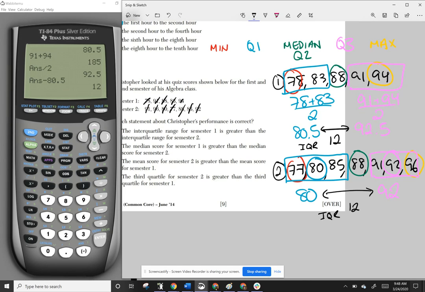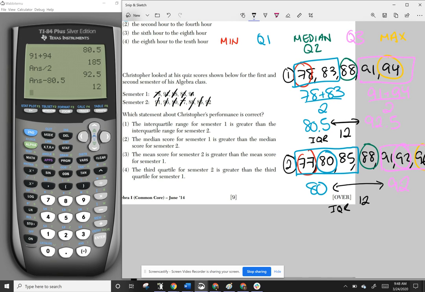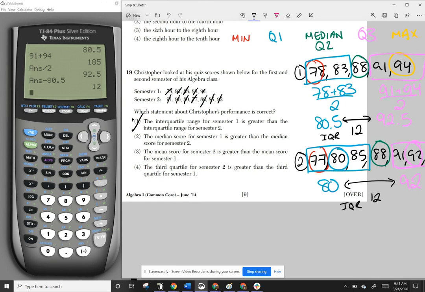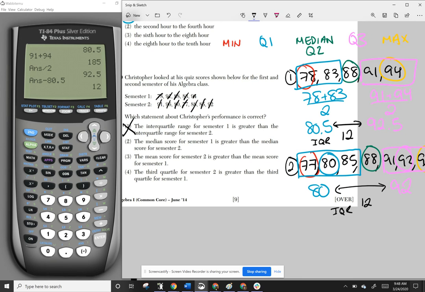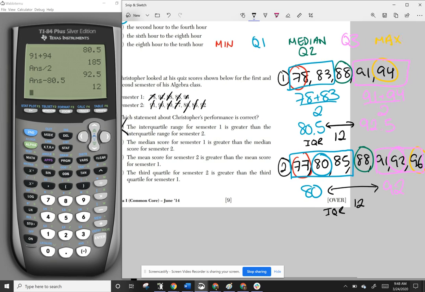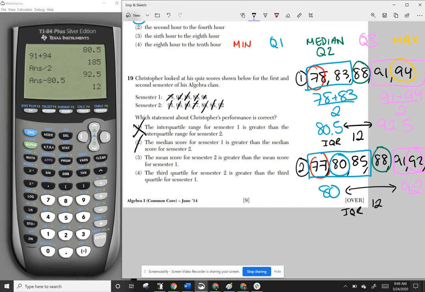So now we can look at these answer choices a bit better. It says the interquartile range for semester 1 is greater than the interquartile range for semester 2. And that is not true. They are equal. One is not greater. Number 2, the median score for semester 1 is greater than the median score for semester 2. Well, the median for semester 1 is 88, and the median for semester 2 is also 88. So again, one is not greater than the other.